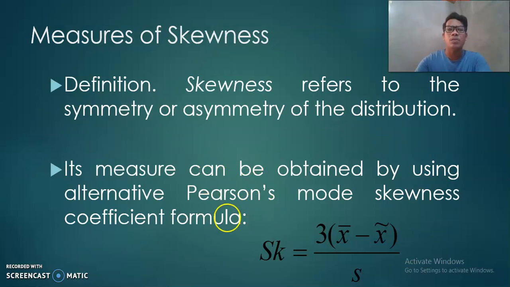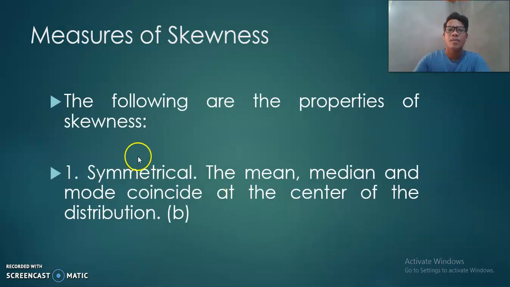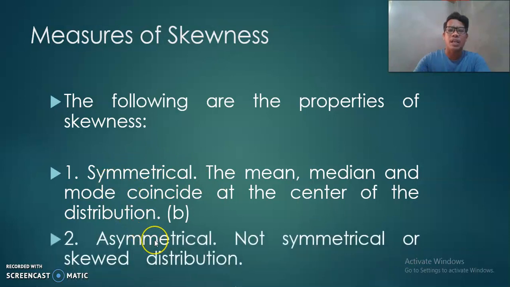So that's the use of the coefficient of variation. Now we move to skewness, or measures of skewness. Skewness refers to the symmetry or asymmetry of the distribution. Its measure can be obtained by using the alternative Pearson's mode skewness coefficient formula. It is calculated by multiplying the difference between the mean and the median by 3, divided by the standard deviation. There are two properties of skewness: symmetrical and asymmetrical.